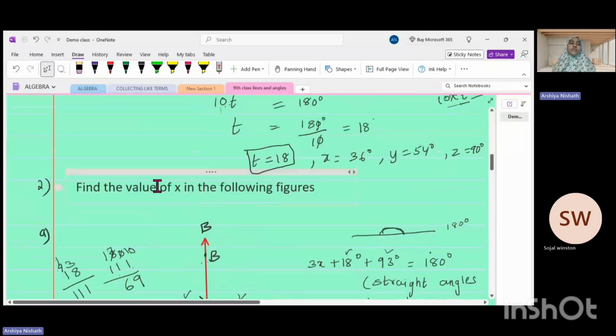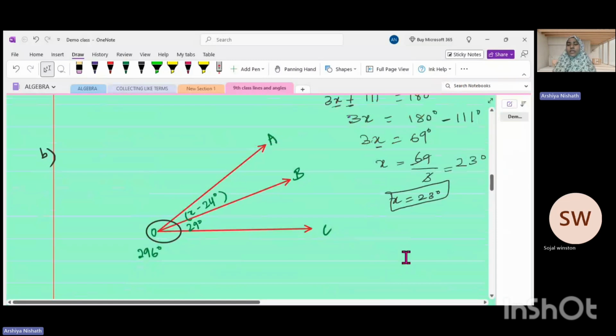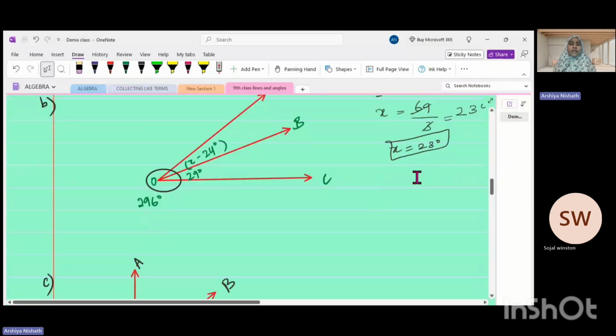They asked, find the value of x. We have done it, right? x is equal to 23. Similarly, can we do this problem again? See what is happening here. Now you can see all the angles. This is one angle, this is one angle, and the rest of the angles they gave us. It is forming a complete angle.